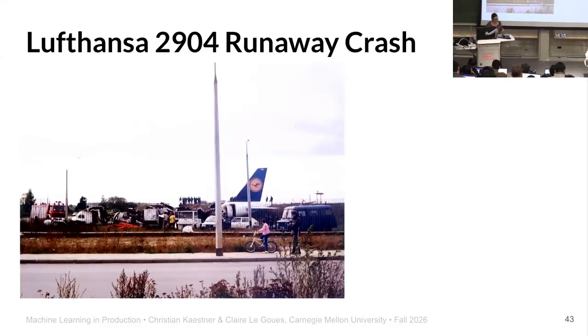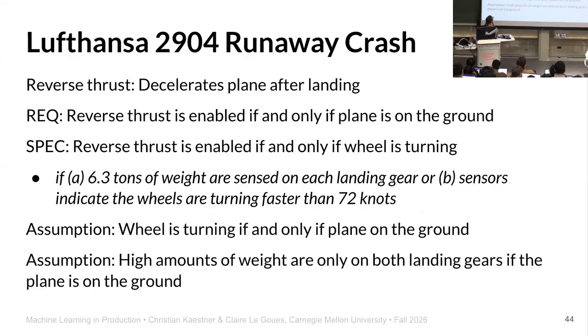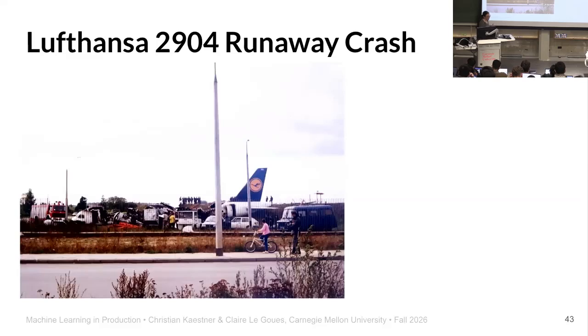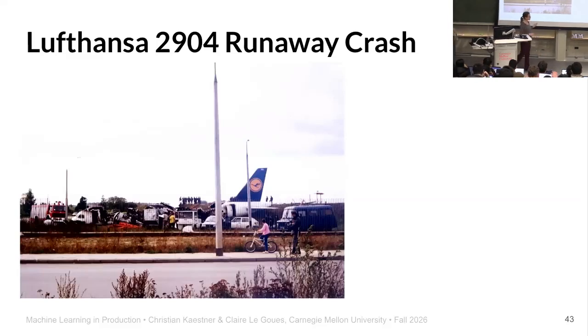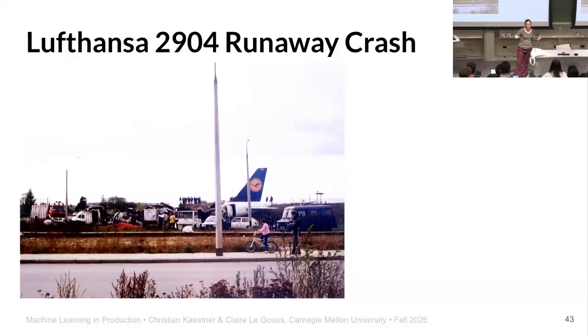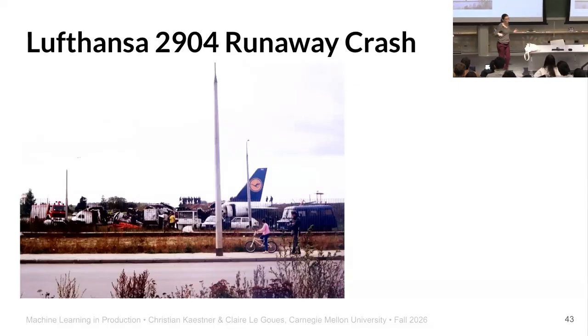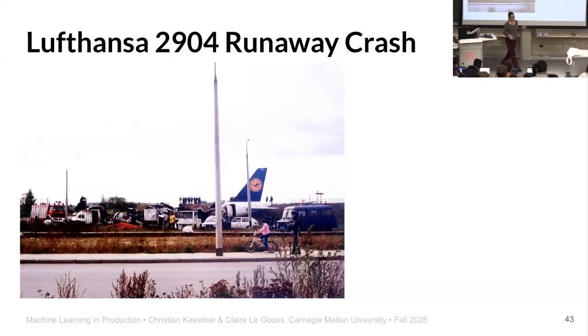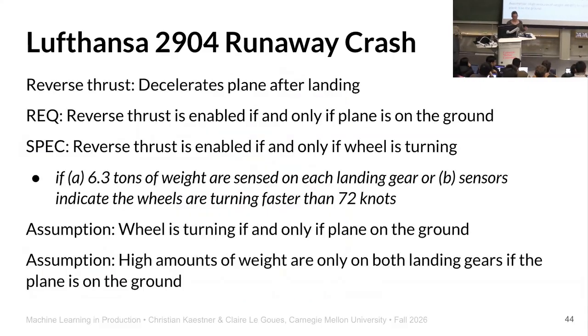Lufthansa 2904, which was a runway crash. So here's what happened, basically. It was landing, I want to say in Warsaw, and it skidded off the runway because the brakes basically wouldn't turn on. This was a software problem because it was an Airbus, an Airbus prior to 2015.